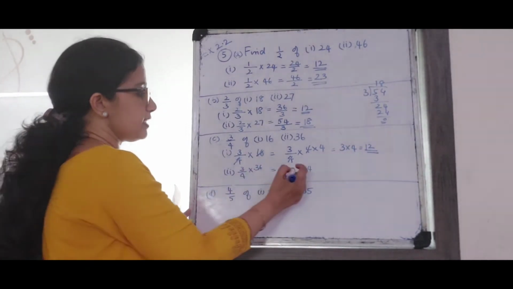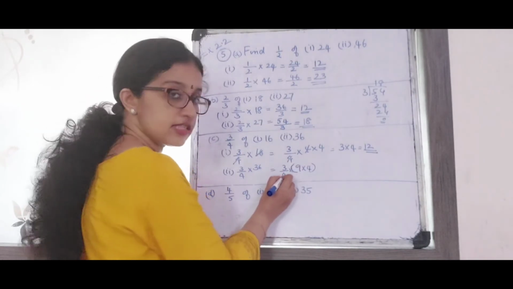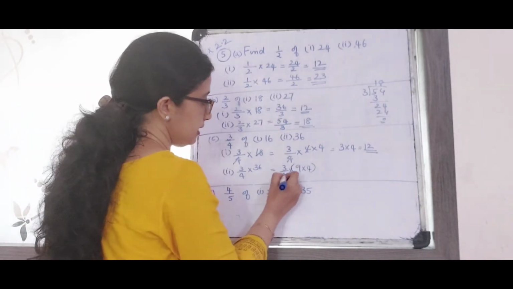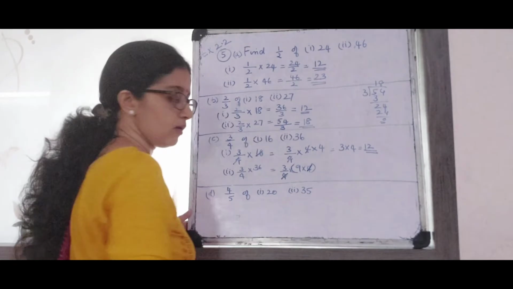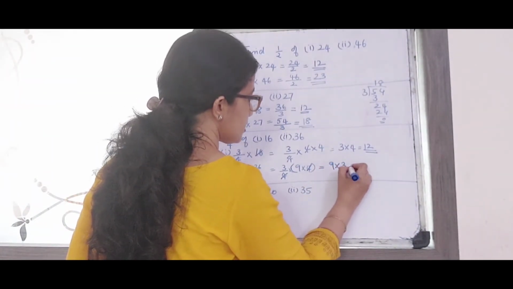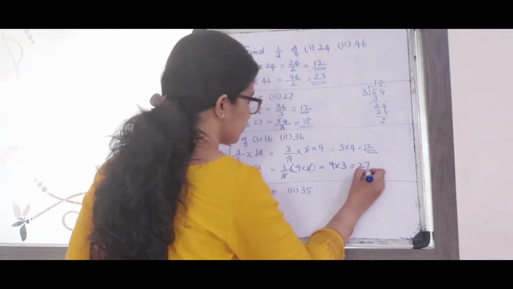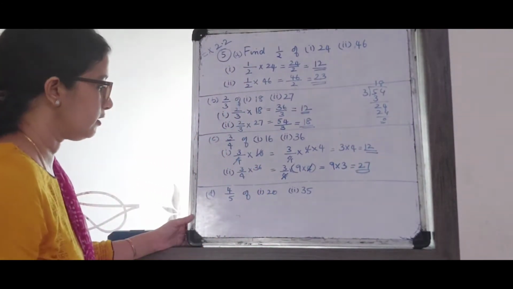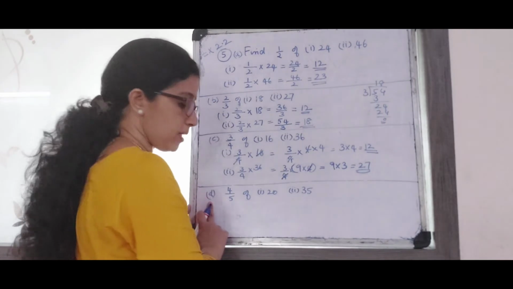Correct? So here when 4 is there in the numerator, 4 is there in the denominator. So cancel this 4 and this 4. So you will get 9 into 3, which is equal to 27. Now let's go on to the D part.